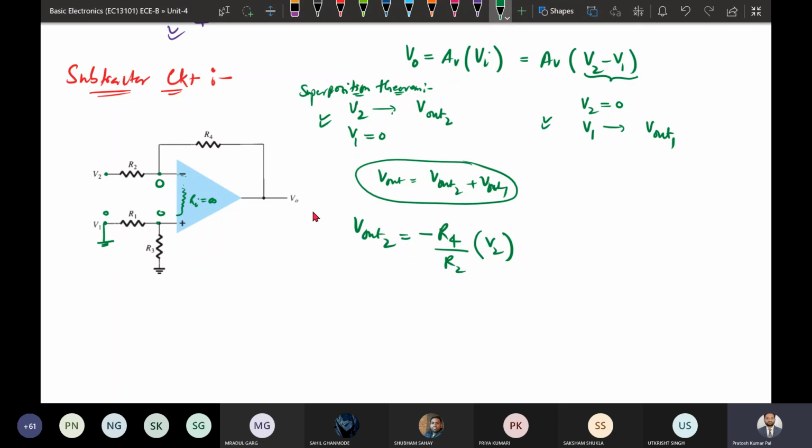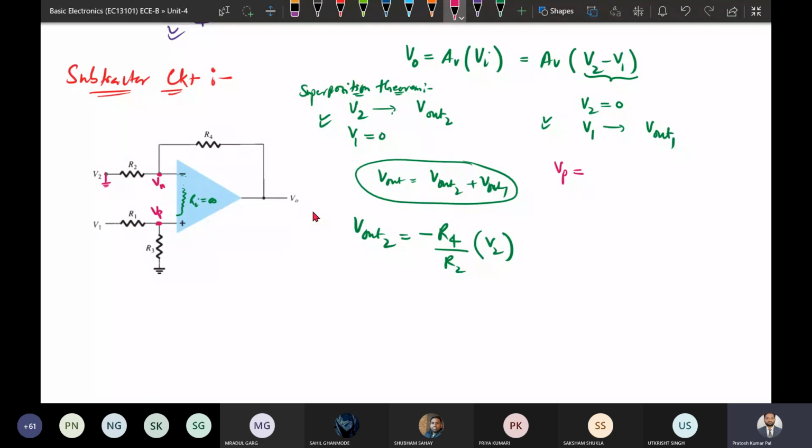In the second case, if V2 is 0 and V1 is some voltage, suppose this is V1. Now in the second case, if this is connected to 0 and this is V1, then we need to find out this value. So this will be VP, and whatever this VP is, similarly VN will be there by virtual ground. So here first we need to find out the VP.